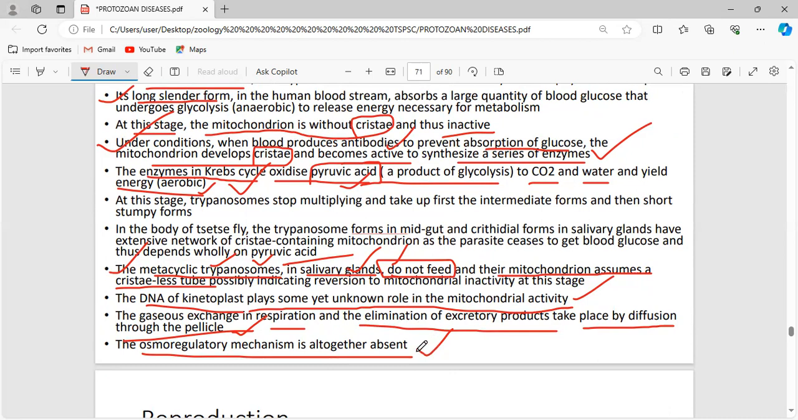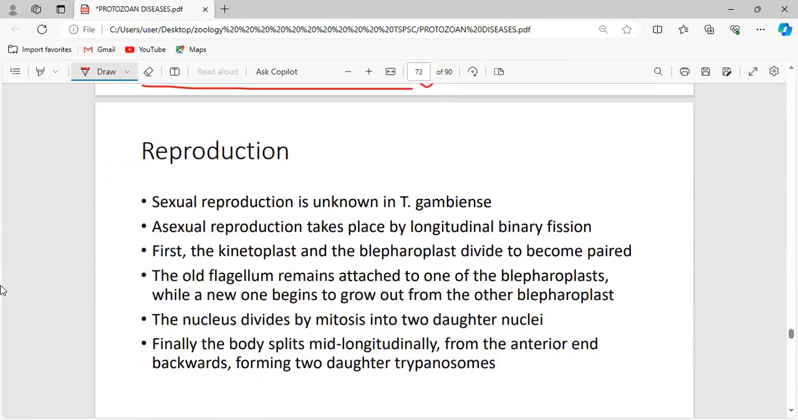Another thing is, what are the two different forms present in the tsetse fly, and which form is present in which area? In case it is a trypanosome form, it is in the midgut. In case it is a crithidial form, it is in the salivary glands. If the mitochondria is present with cristae, it becomes active. Once it loses its cristae, the mitochondria becomes inactive. These things you have to remember.